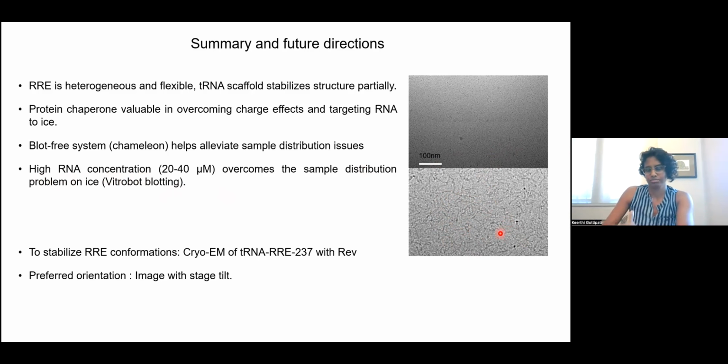So this leads us to the future directions. Even though we have alleviated some problems of working with this RNA, we still see a lot of conformational heterogeneity. So we want to work with Rev-bound RRE, which is eventually the goal, but it might also stabilize the RNA structure and help us visualize the other stem loops. The other is to collect data with a stage tilt so that we get different views of the RNA and not just a single head-on view that we've been seeing so far.